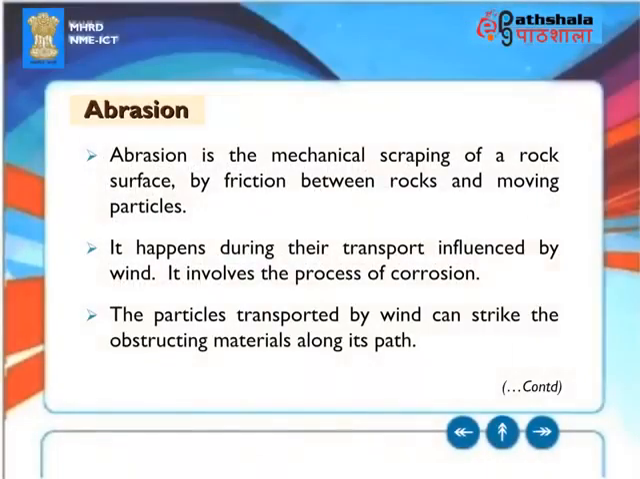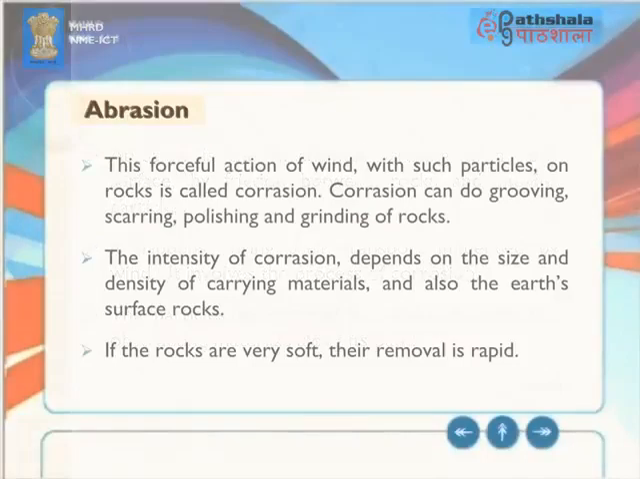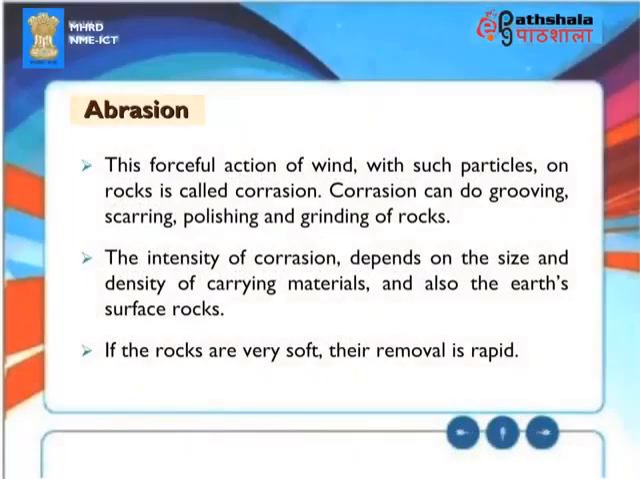Abrasion. Abrasion is the mechanical scraping of a rock surface by friction between rocks and moving particles. It happens during their transport influenced by wind. It involves the process of corrosion. The particles transported by wind can strike the obstructing materials along its path. This forceful action of wind with such particles on rocks is called corrosion. Corrosion can do grooving, scarring, polishing, and grinding of rocks. The intensity of corrosion depends on the size and density of carrying materials and also the Earth's surface rocks. If the rocks are very soft, their removal is rapid.